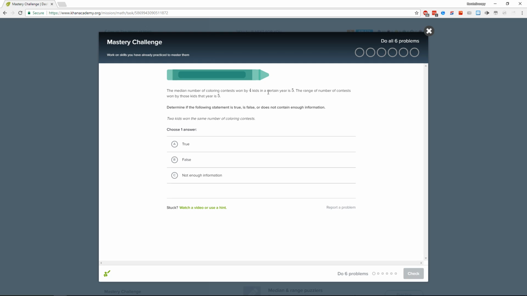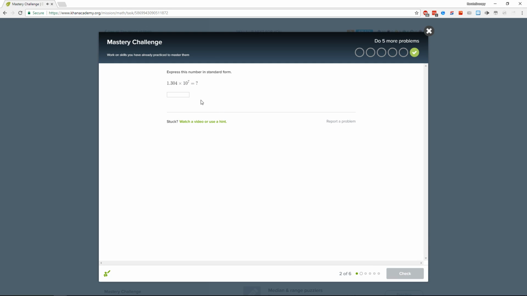Median number of kids is 1 by 4 kids in a certain year is 5. Range is 5. Two kids won the same number of coloring contests. I don't think you have enough information to do that one.